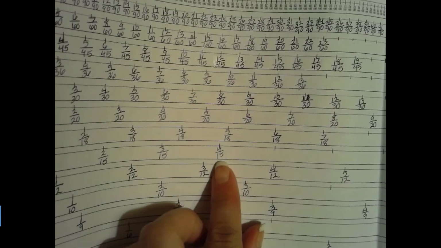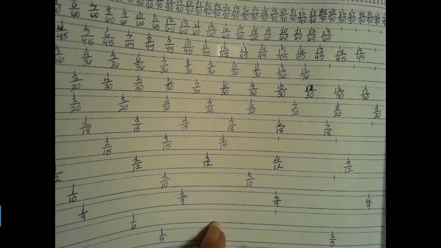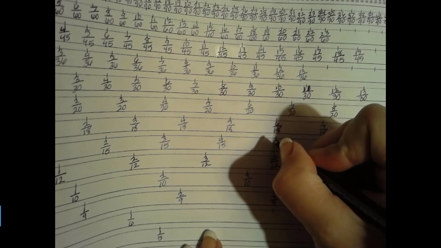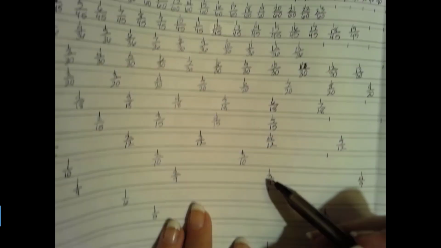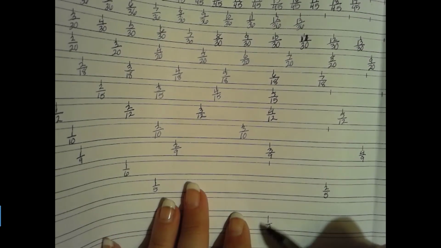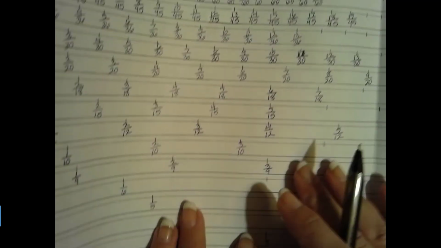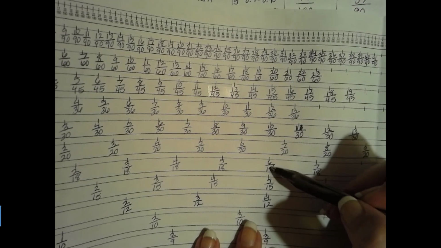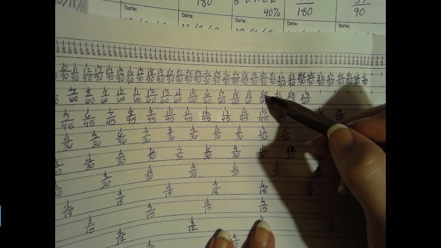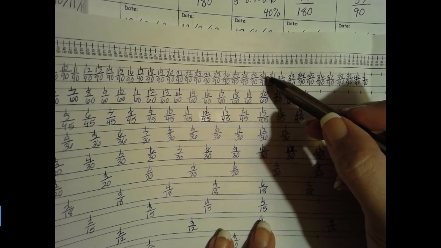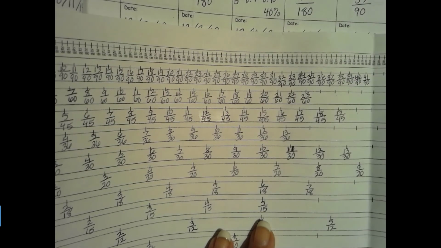Last one we have is 4/15. So 5/15 is equivalent to 4/12, which is equivalent to 3/9, which is equivalent to 1/3, the simplest form. It's also equivalent to 6/18, 10/30, 12/36, 15/45, 20/60, and 30/90, as well as the beginning fraction.